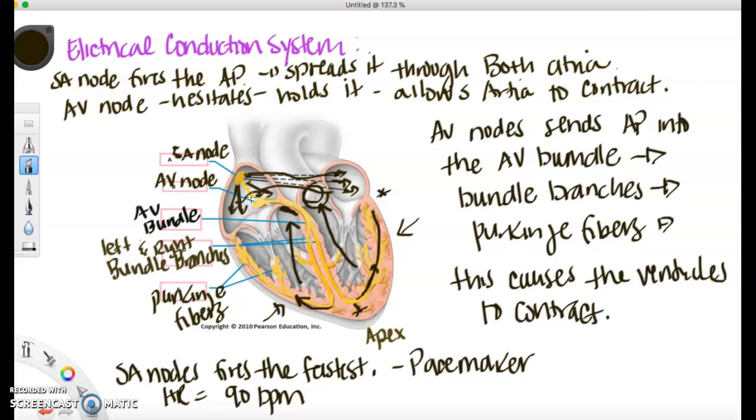If someone has a pacemaker, that's what is acting as the SA node. It means that their SA node isn't working or whatever. And that pacemaker that they put in there takes over and is able to regulate the heart rate.